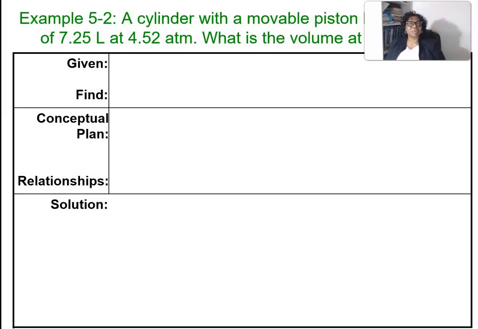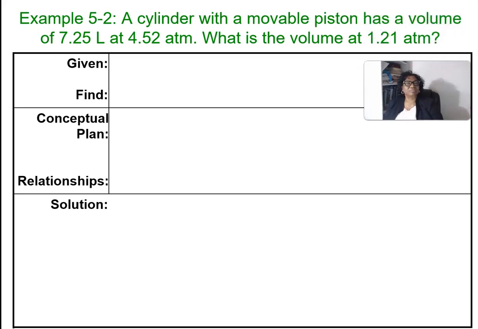So let's do some problems. Let's look at some examples here. A cylinder with a movable piston has a volume of 7.25 liters at 4.52 atmospheres. What is the volume at 1.21 atmospheres?